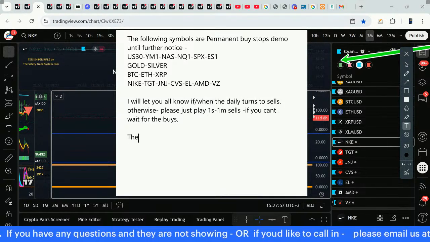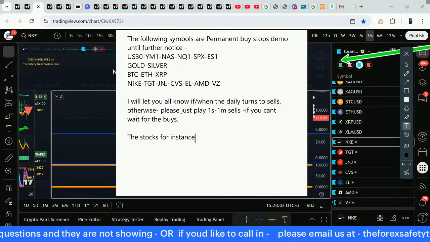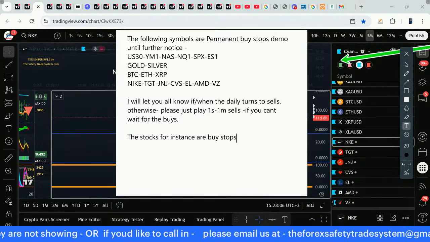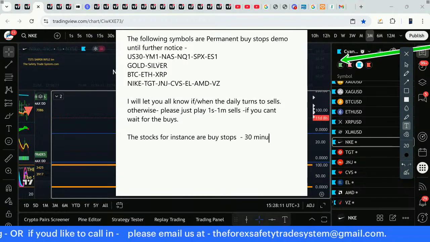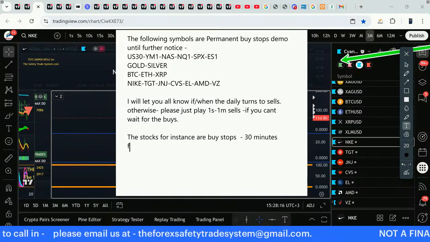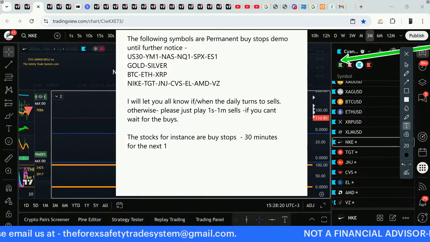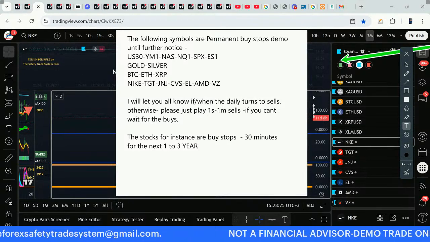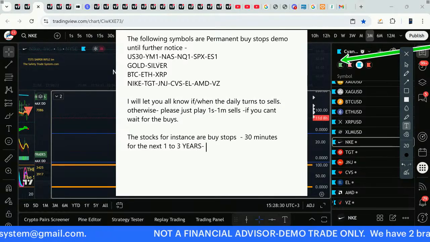The stocks, for instance, are buy stops, 30 minutes. What's the next? 1, 2, 3 years. Yes, years.